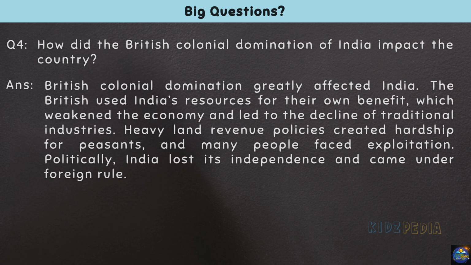The British used India's resources for their own benefit, which weakened the economy and led to the decline of traditional industries. Heavy land revenue policies created hardship for peasants and many people faced exploitation. Politically, India lost its independence and came under foreign rule.